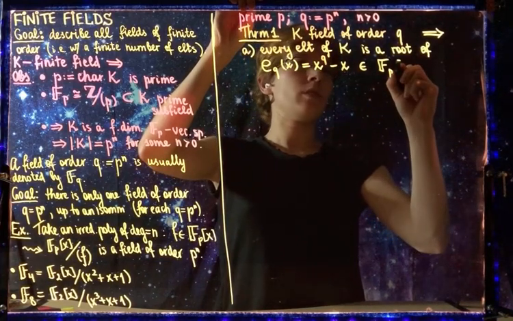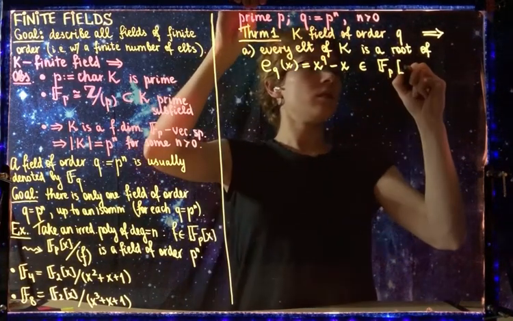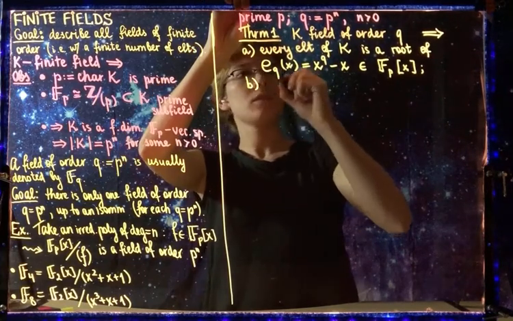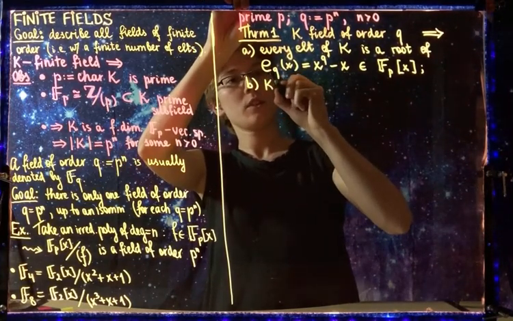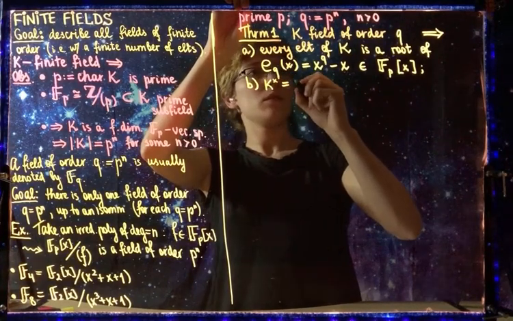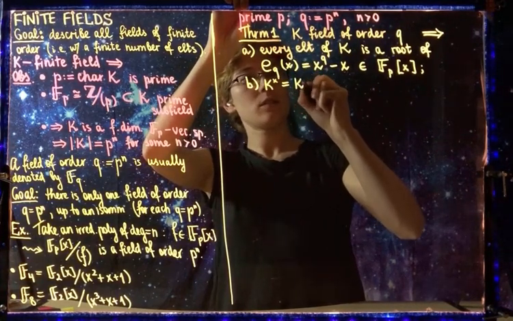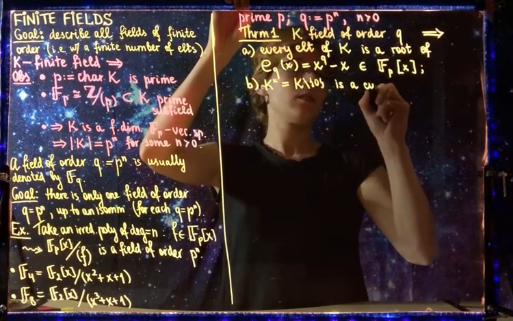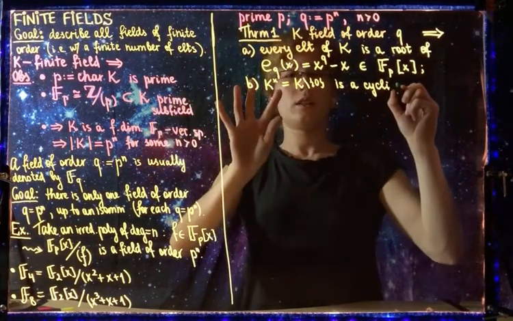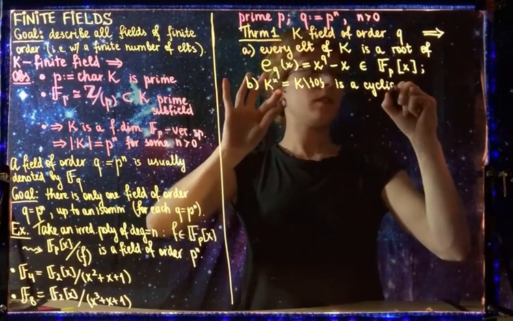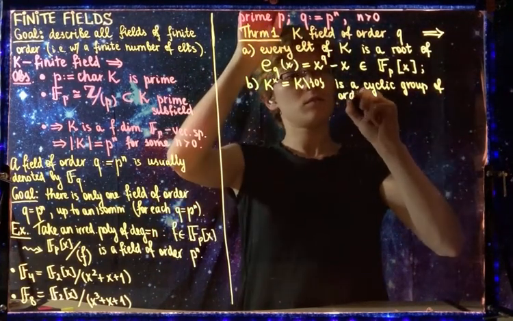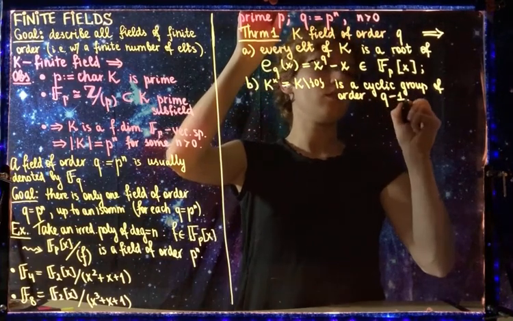which is a polynomial with coefficients in Fp. And moreover, the group of non-zero elements, K minus 0, is cyclic. So K cross is a cyclic group of order q minus 1.